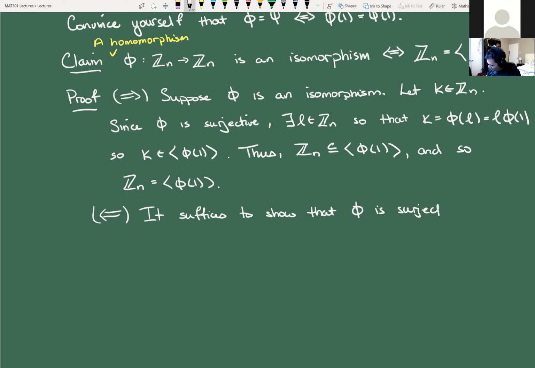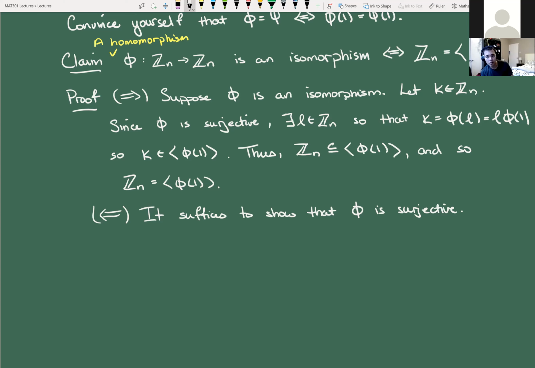And I claim that it suffices to show that phi is surjective. Okay, now I want to make sure everyone's okay with that. I'll give you a second to catch up and then think about what I wrote down. So it suffices to show that phi is surjective. I need to show phi is bijective. And I'm claiming I don't need to prove injectivity.